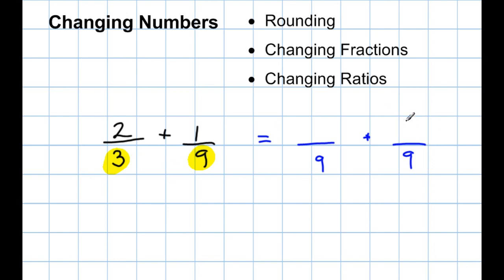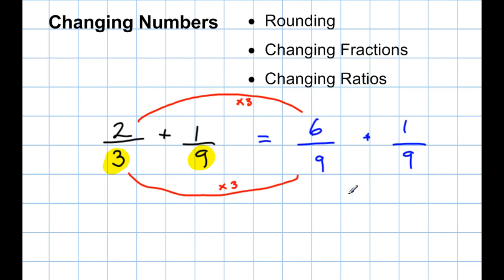So 1/9 is 1/9. But what about the 2/3? How many ninths is that? Well, I've multiplied the denominator by 3, so I must do the same to the numerator to give me 6/9. 6/9 plus 1/9 is 7/9.